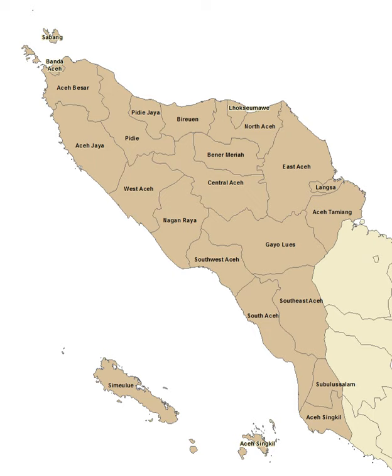Sumatra. Special Region of Aceh. North Sumatra. West Sumatra. Jambi. Riau.